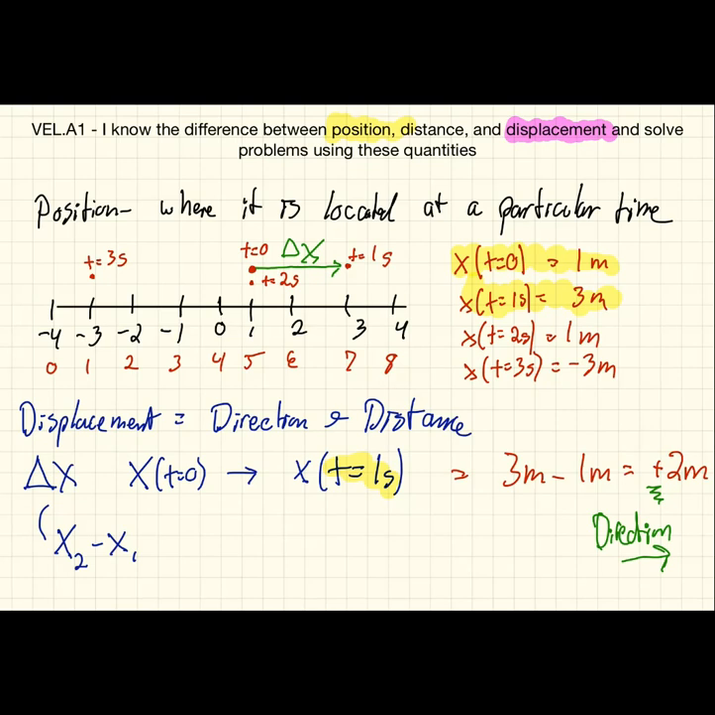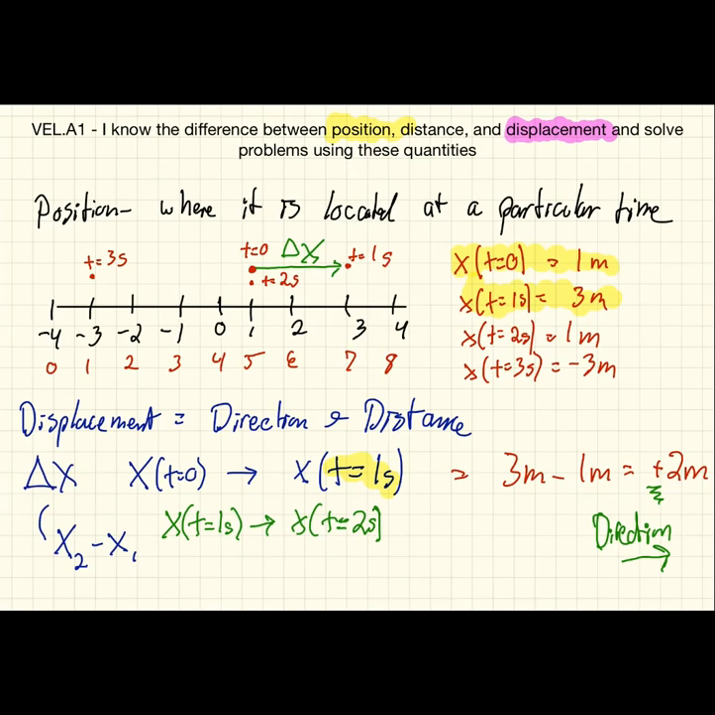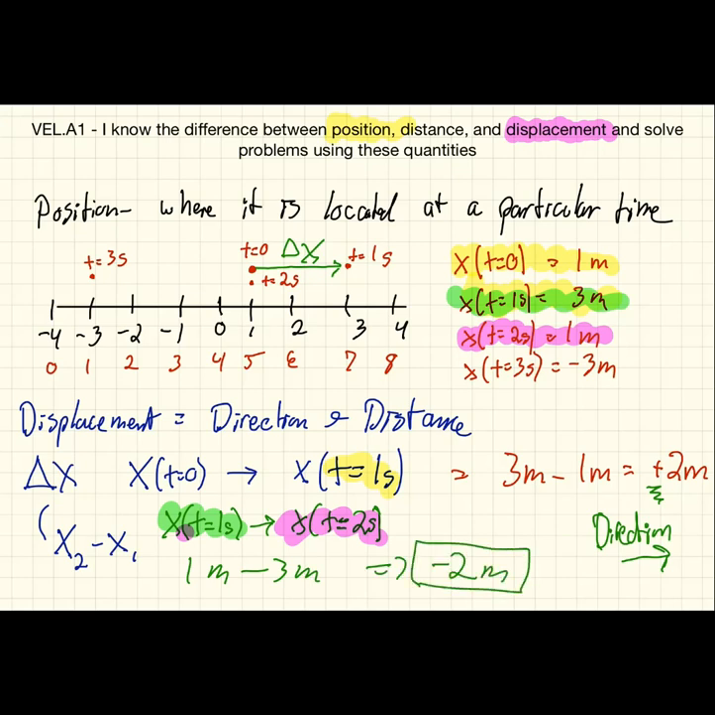If instead we wanted to know the displacement from t equals 1 second to t equals 2 seconds, okay? I would do final, which is 1 meter, minus initial, which would now be 3 meters. So I would do 1 meter minus 3 meters, and now I get negative 2 meters. And the difference there being the direction, because from 1 second to 2 seconds, now delta x points to the left.